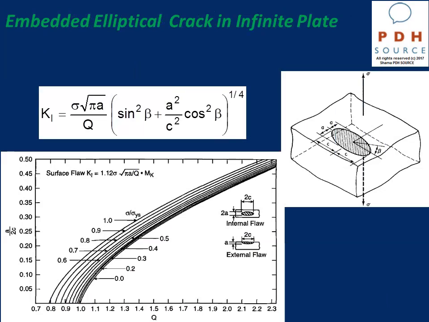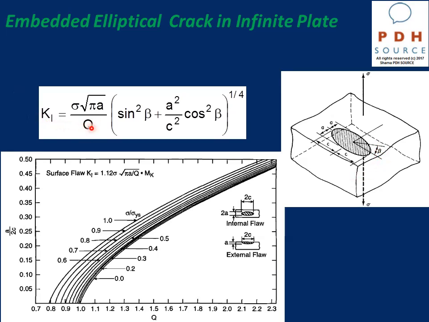The next case is an embedded elliptical crack in an infinite plate. So basically we use this equation. In the equation, K1 corresponds to the value of the stress intensity factor for a point on the perimeter of the ellipse, actually. And the location, of course, is going to be defined by this angle beta.